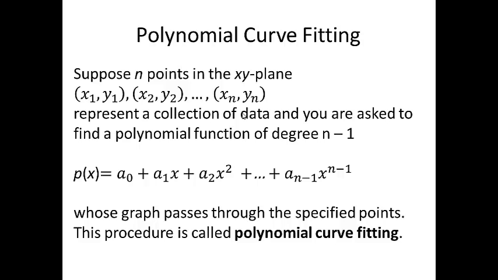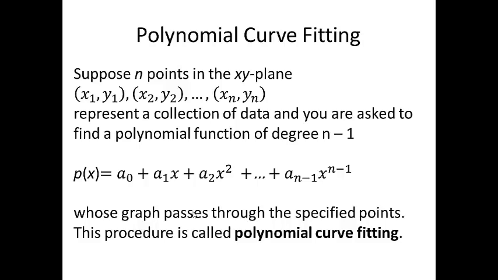The first example in this section is a procedure called polynomial curve fitting. Suppose (x1, y1), (x2, y2), ..., (xn, yn) are points in the xy plane that represent a collection of data, and your task is to find a polynomial function of degree n minus 1 whose graph passes through the specified points. I.e., you want to find a polynomial of the form p(x) = a0 + a1x + a2x^2 + ... + a(n-1)x^(n-1). This procedure is what we call polynomial curve fitting.